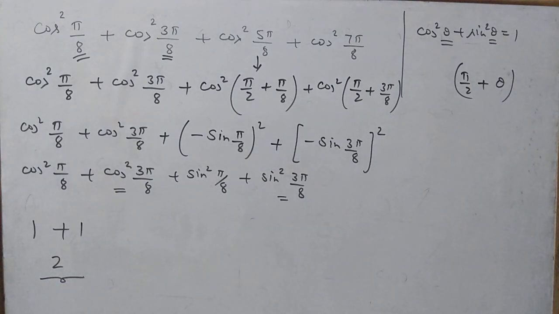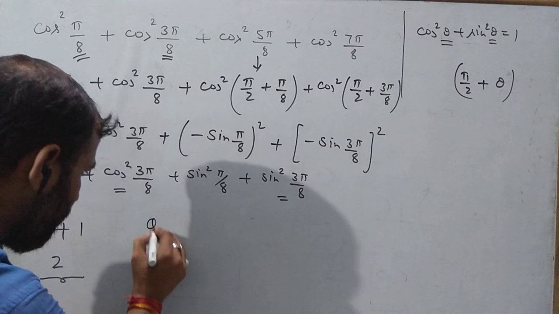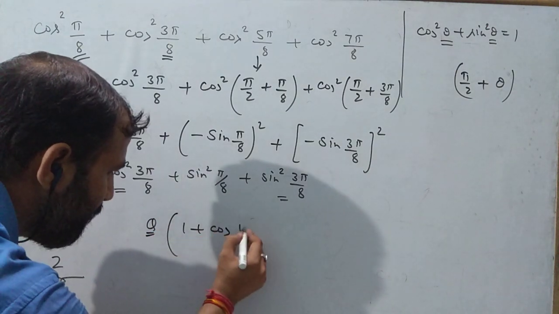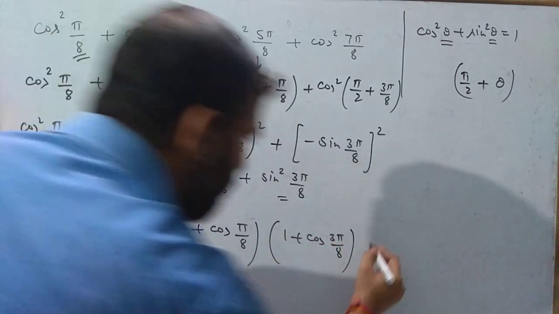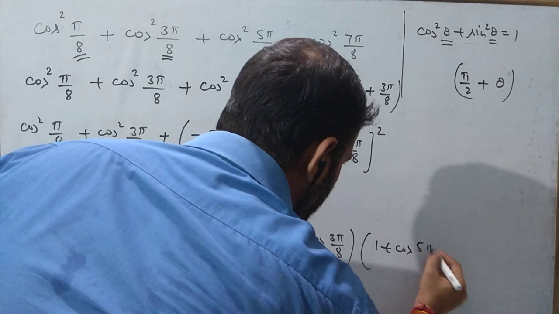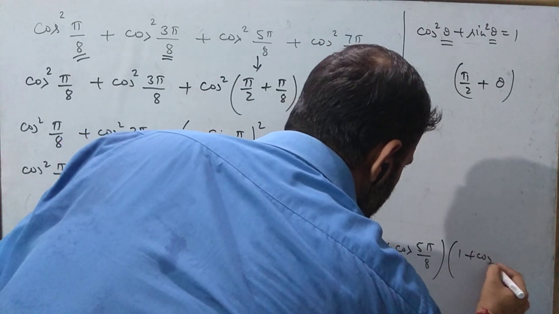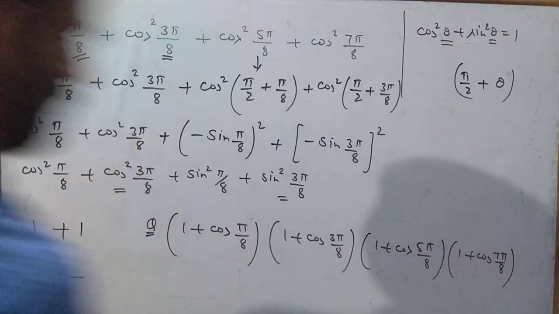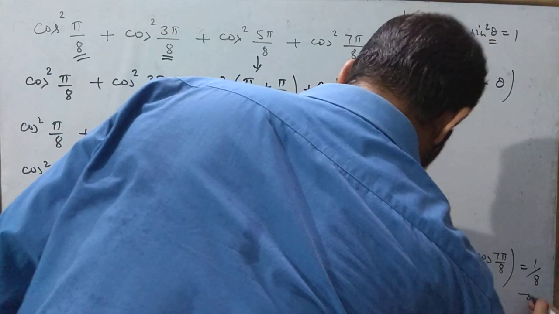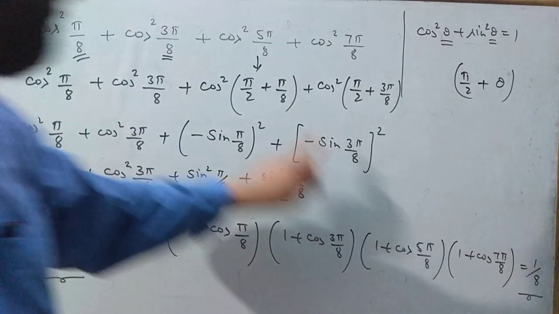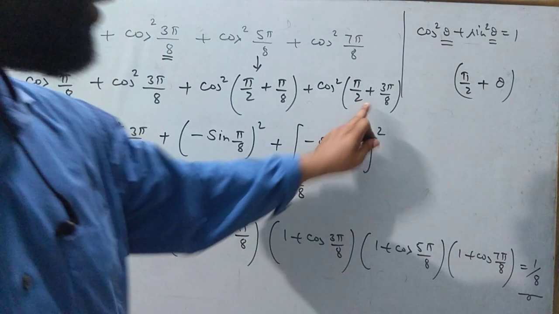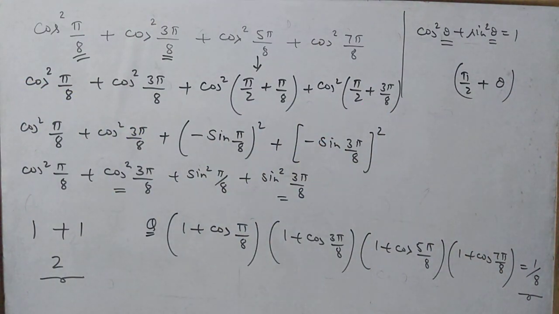So this is a good question. On the same concept, there is one more question: 1 plus cos pi by 8, 1 plus cos 3 pi by 8, 1 plus cos 5 pi by 8, 1 plus cos 7 pi by 8. When you simplify, you get the answer 1 by 8. In the same manner, pi by 8 and 3 pi by 8 stay as they are, 5 pi by 8 and 7 pi by 8 are broken down like this, then further simplified. To evaluate and find the value, the answer is 1 by 8. So you can solve this. This is the small revision.